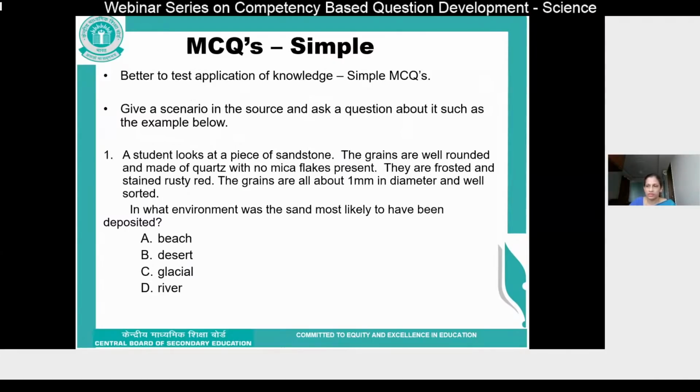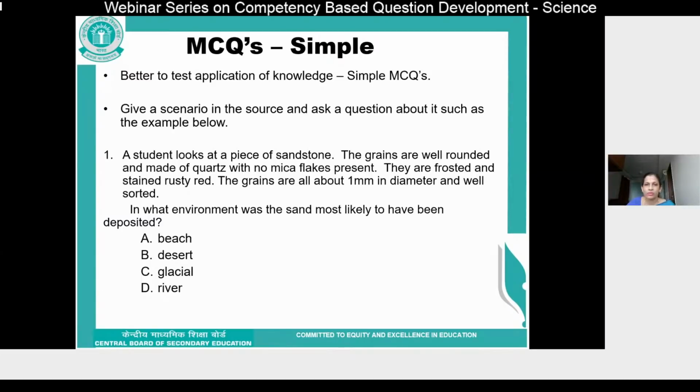May I request Sudeshna ma'am, can you just read this out for me if it is okay? Sure, ma'am. So we're giving a scenario in the source and we're asking some questions. It says a student looks at a piece of sandstone. The grains are well-rounded and made of quartz with no mica flakes present. They are frosted and stained rusty red. The grains are all about 1 mm in diameter and well sorted. In what environment was the sand most likely to have been deposited? So the children need to understand the environment from the information given in the stem, right? The 4 options are beach, desert, glacier, and river. Thank you, ma'am. Thank you so much.